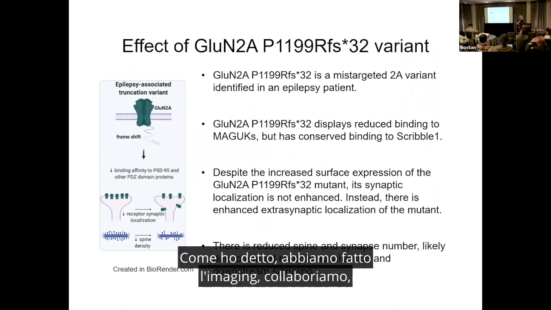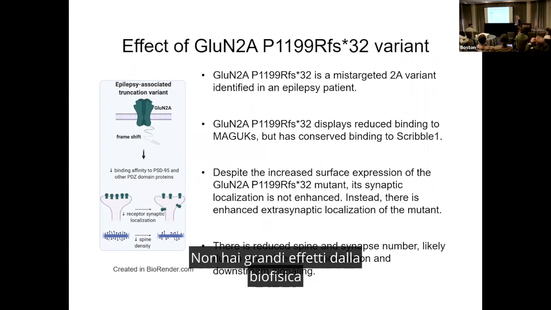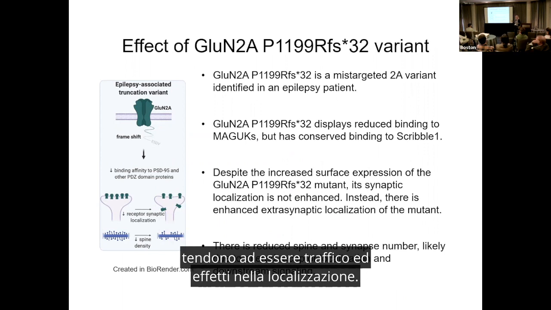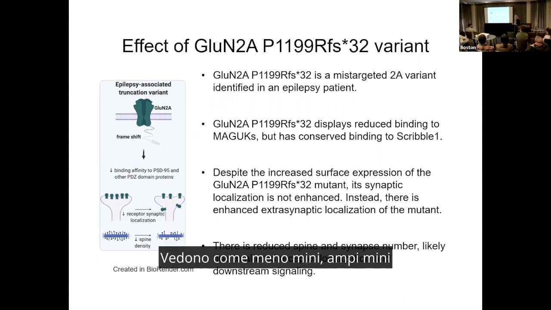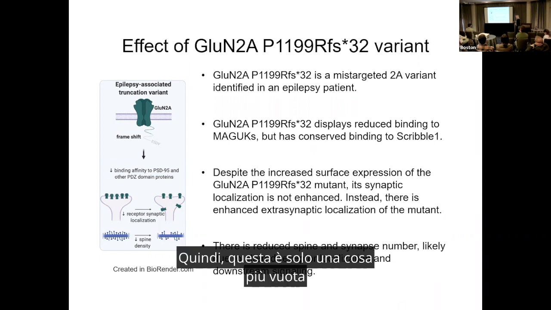You see a reduction. And we have also done other studies with this. Like I said, we've done the imaging. We collaborate on all of these. We collaborate with Steve Traynelis, and as you would expect, you don't have big effects from the biophysics or the pharmacological properties. All these variants that I'm showing you tend to be trafficking and localization effects. We also collaborate with Wei Lu at NIH. When we see fewer spines, they see fewer minis, AMPA minis, consistent with fewer synapses. That's just a blanket statement because that's been quite consistent.